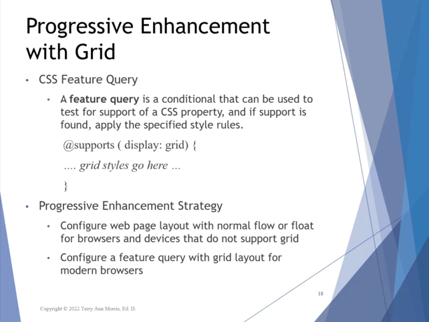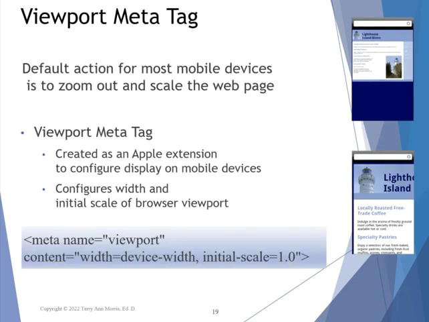With progressive enhancement strategy, you can configure web page layouts with normal flow or floats for browsers and devices that do not support grid. It is used to configure a feature query with grid layouts for modern browsers. CSS viewport is defined as the visible area on a Windows screen that refers to mobile device displays. Using the CSS meta tag with viewport is an effective way to improve the appearance of web pages on smaller screens. The viewport does not have the same dimensions as the original web page.